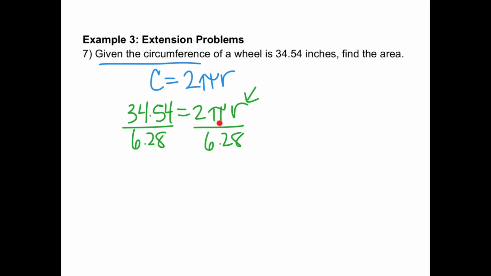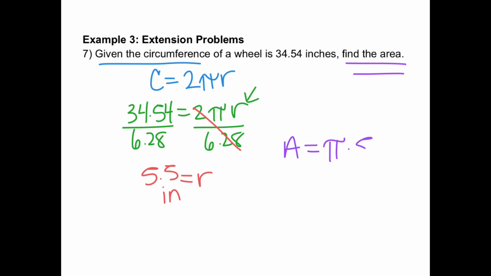So 2 times 3.14 is 6.28. That is what I'm dividing by, and it just leaves me with r on the right-hand side. Then 34.54 divided by 6.28 is going to give me a nice 5.5, in this case inches, for my radius. Now, that doesn't actually answer the question. We are supposed to find the area, but now I have pi times 5.5, which needs to be squared.